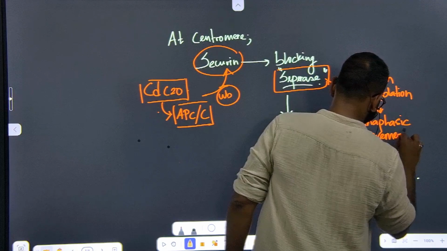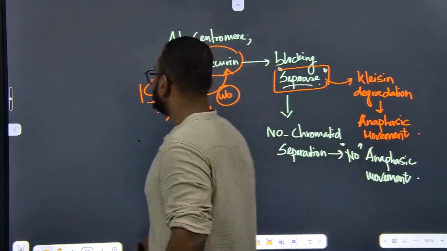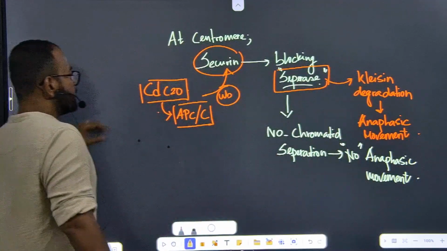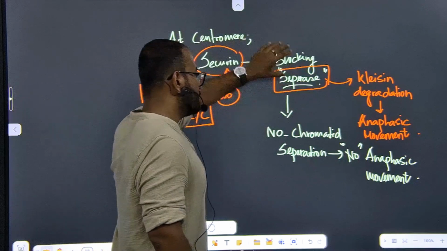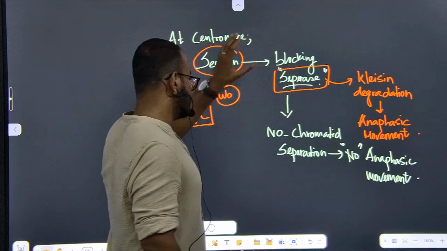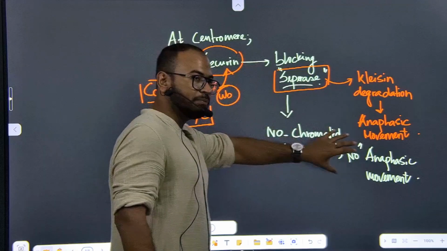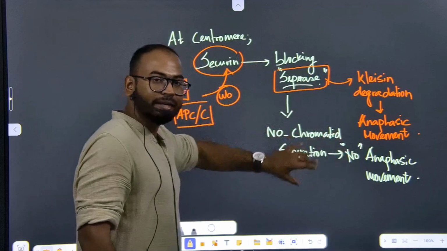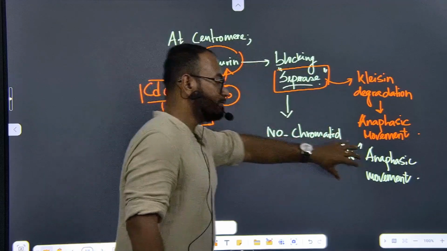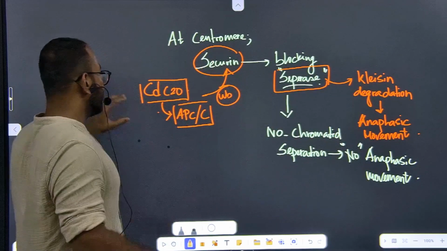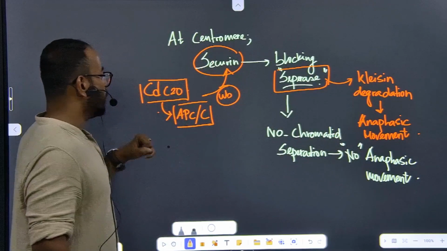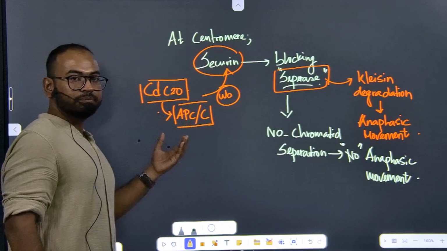So, I'm repeating myself. At the centromeric region, there lies securin, which is blocking the separase. As separase is blocked, there will be no chromatid separation as glycine cannot be degraded, and as a result, no anaphasic movement. So, in order to rescue this situation, there comes the activity of APC/C.